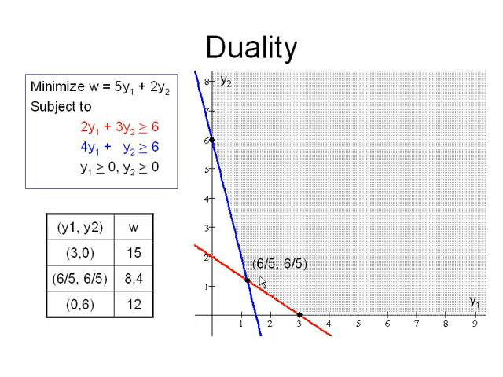So to finish this problem graphically, I need to take my ordered pairs that are my corner points and put them into the objective function. When I put in (3, 0), I get 15. (6/5, 6/5) gives me 8.4, and (0, 6) gives me 12. So since we're minimizing, the minimum occurs at y1 equals 6/5, y2 equals 6/5, for a minimum value of w equals 8.4.